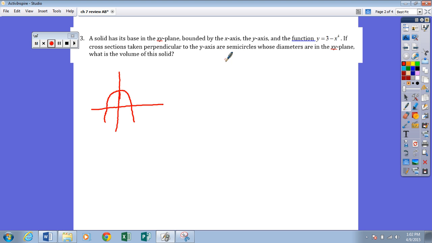And we're going to do cross sections perpendicular to the y-axis. So we mentioned in class, whatever you are perpendicular to, that is going to be what you integrate with respect to. And what this means is that I'm going to be laying my semicircles this way. So if you already knew that the semicircle formula was pi over 8 s squared, that's really great. Now we just got to fill in what that is and what our bounds are.